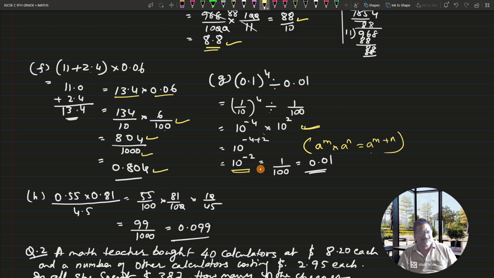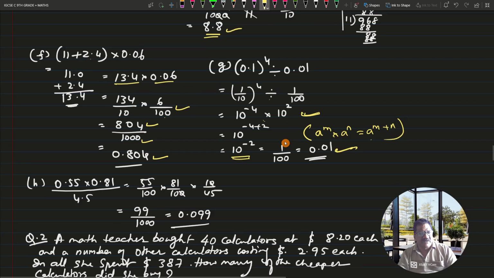This 10 raised to minus 2 can again be written as 1 upon 100, and 1 upon 100 can be written in the decimal form as 0.01. So this is the final answer. From the decimal number I converted into fraction, and from fraction again I converted into decimal number. So this is the way you have to handle these questions.